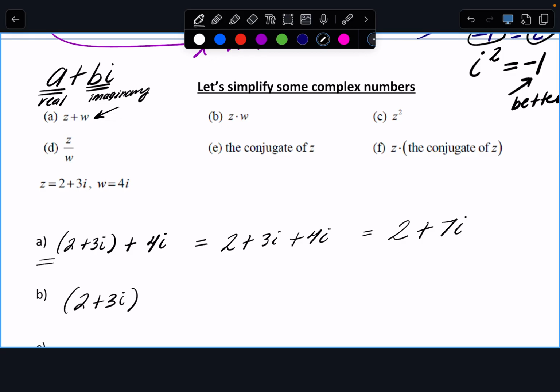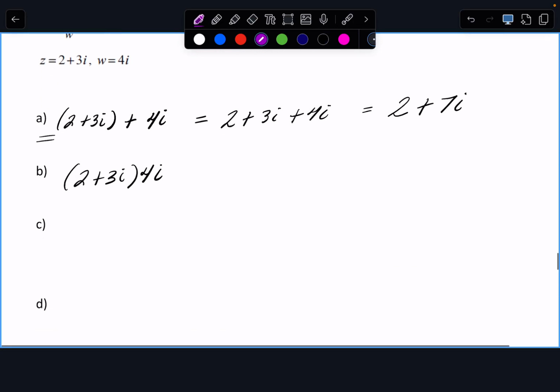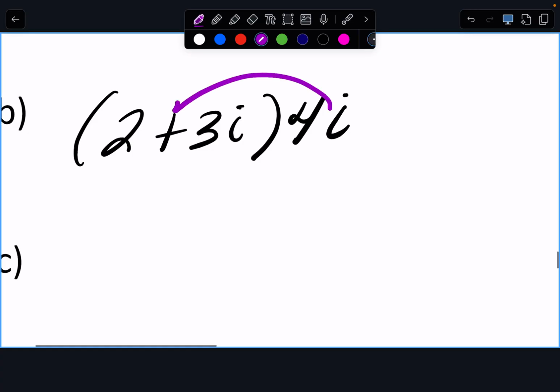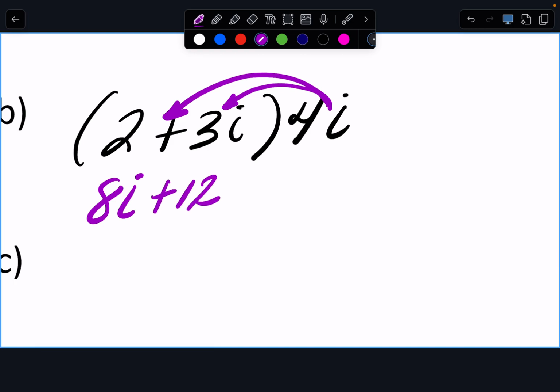2 plus 3i times 4i. It's a times sign. Now you're going to distribute. This times this is 8i, isn't it? Now watch. This times this, just focus on multiplying the numbers and then multiply the i's together. 3 times 4 is positive 12, isn't it? i times i is i squared, right, my friends?